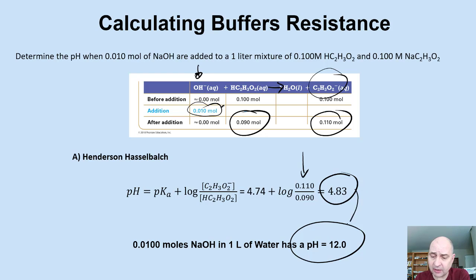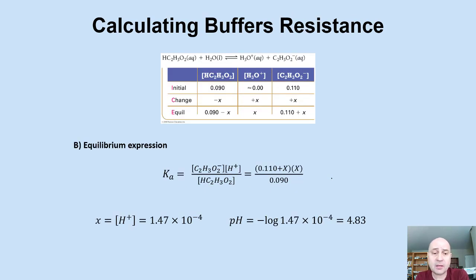Anyway, that's quite a difference if you think about it, right? So you have this buffer and you're adding a little bit of base to it. If you were to add that to just water, it's going to shoot up that pH and make it very, very basic. But this buffer here, and it's very small, it's just 0.1 moles of each, keeps that right around 4.8. It's definitely still acidic, so it's working. It's working very well.